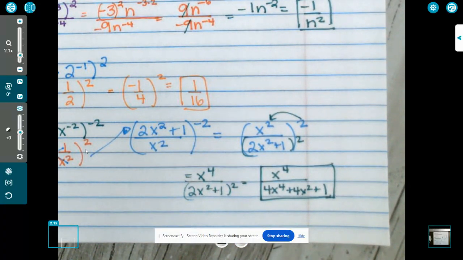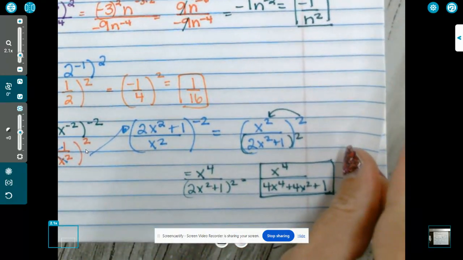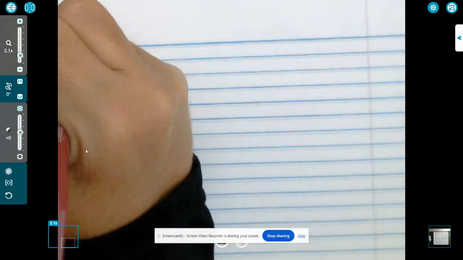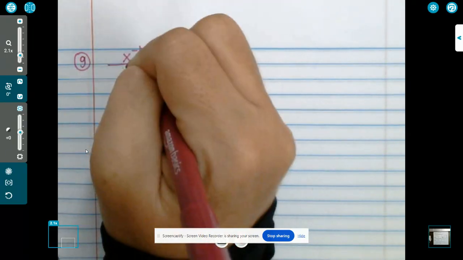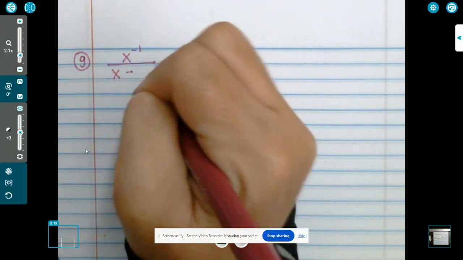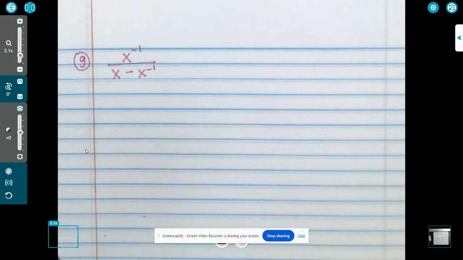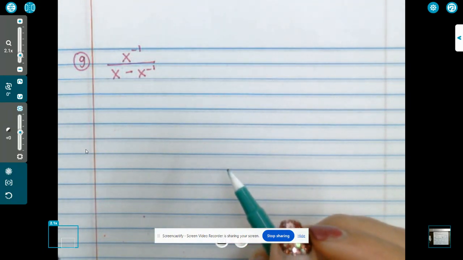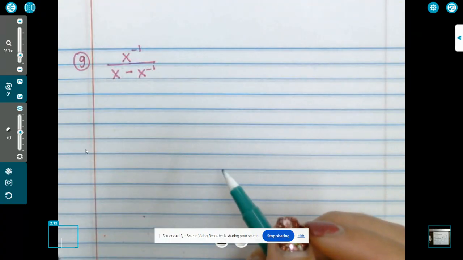All right, so the last one I'm going to do for you is going to be this one right here. Okay, last one I'm going to do. What number is this? Letter F. G. Okay. All right, we're going to do this one. x to the negative 1 over x minus x to the negative 1. Oh, all these negative exponents. Okay? Well, let's see what we got.